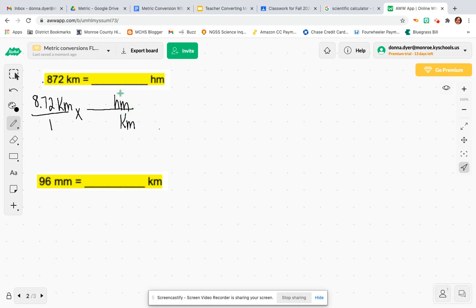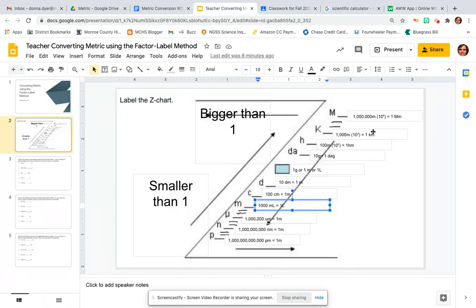I need a conversion factor that has both hectometers and kilometers in it. So let's look. Okay, here's a conversion factor with kilometers, but it doesn't have hectometers in it. It has meters. Here's a conversion factor that has hectometers, but it doesn't have kilometers. It has meters. So I have one conversion factor that has kilometers and another that has hectometers. I'm going to have to use both of those conversion factors. Notice what they have in common. They both have meter in common. So could I change from kilometer to meter using this conversion factor, and then change from meter to hectometer using this conversion factor?